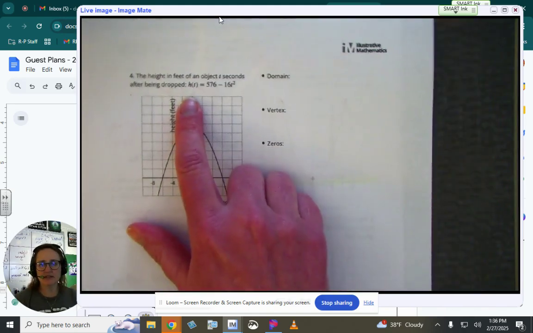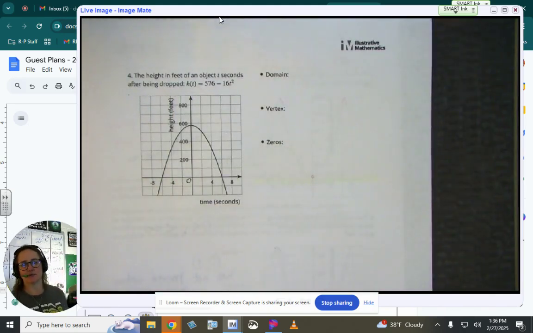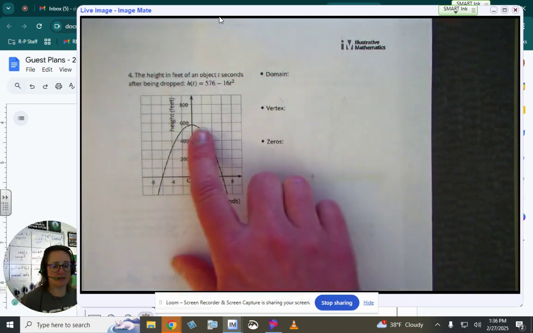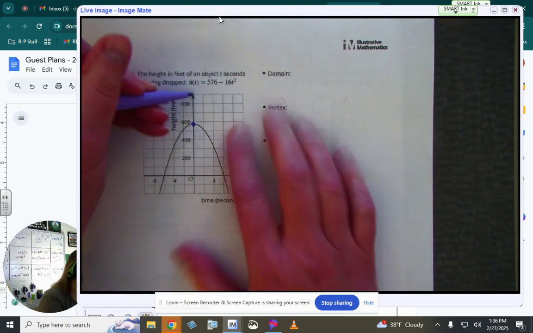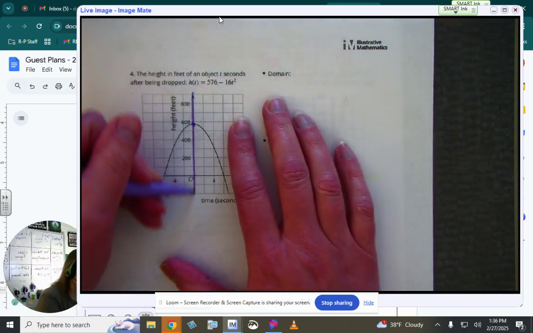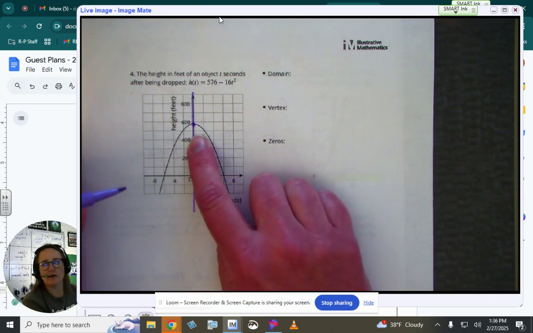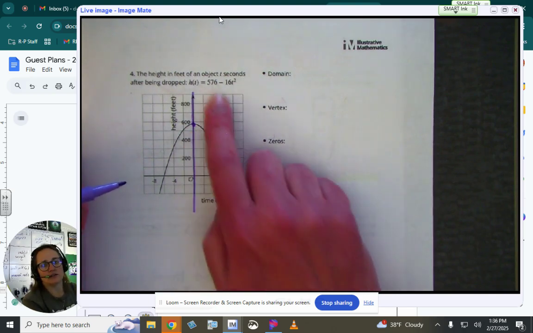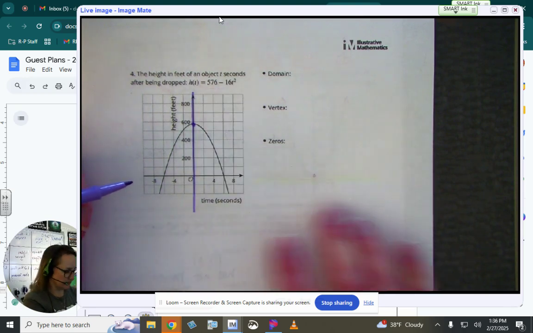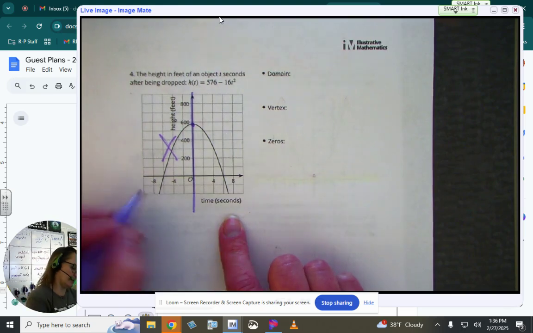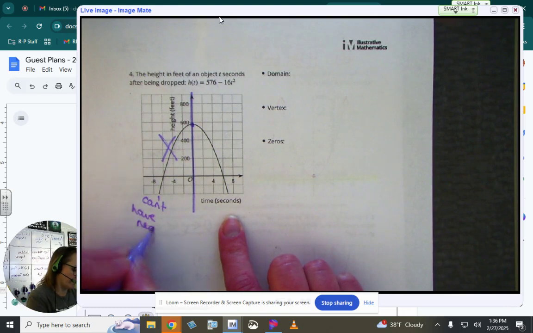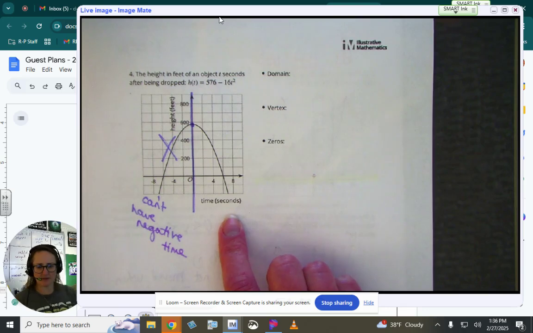The height in feet of an object t seconds after being dropped. Okay, this is much more like the building and the rock that we're dropping off of it. So this is, again, always our starting point. So this is kind of the same thing as in those exponentials. We had to start somewhere. This one starts at a certain height. Looks like that height is 576 feet. Now, again, I cannot go back in time, so can't have negative time. That I've let something fall.